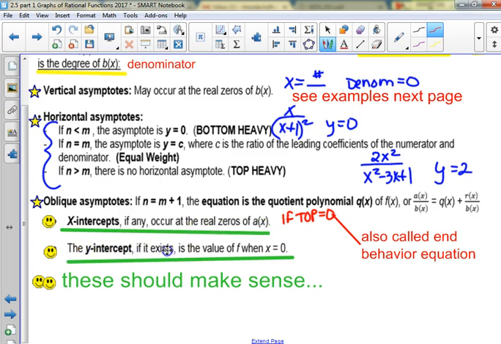Okay, the y-intercept is what happens when you put in x equals 0. It's possible for it not to have a y-intercept. If you get something like 2 over 0 when you put in a 0, then it doesn't have a y-intercept, right? It doesn't ever cross. All right.